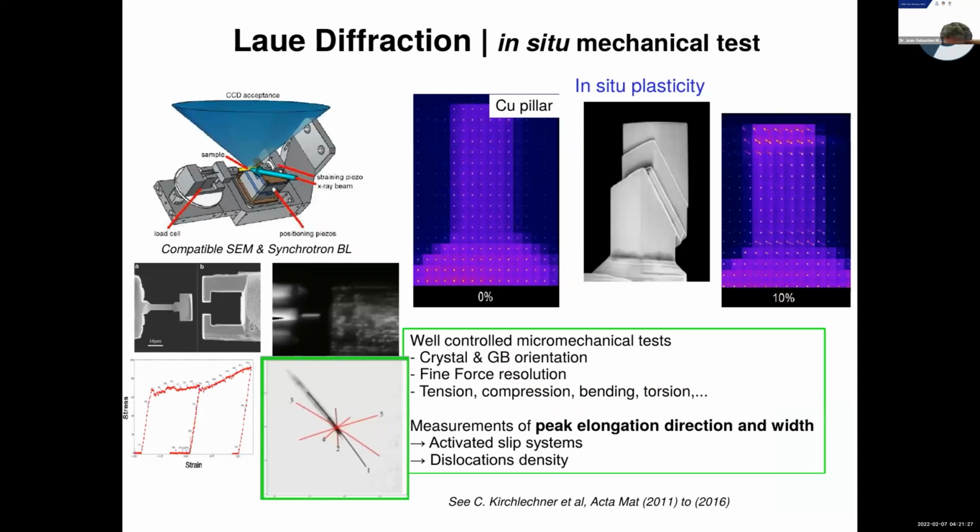You can do some in situ experiments also. You can compress your pillar, for instance, and by doing a map on your sample, you can locate where the defects are. When you have defects, the Laue spots will be elongated, and from the measurement of the direction, you can have an idea of the slip system that has been activated. And you can also measure an estimation of the dislocation density.